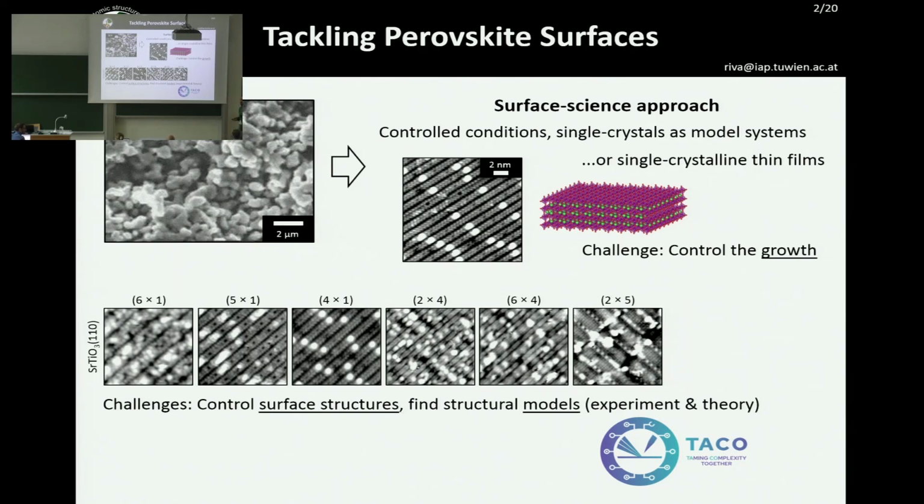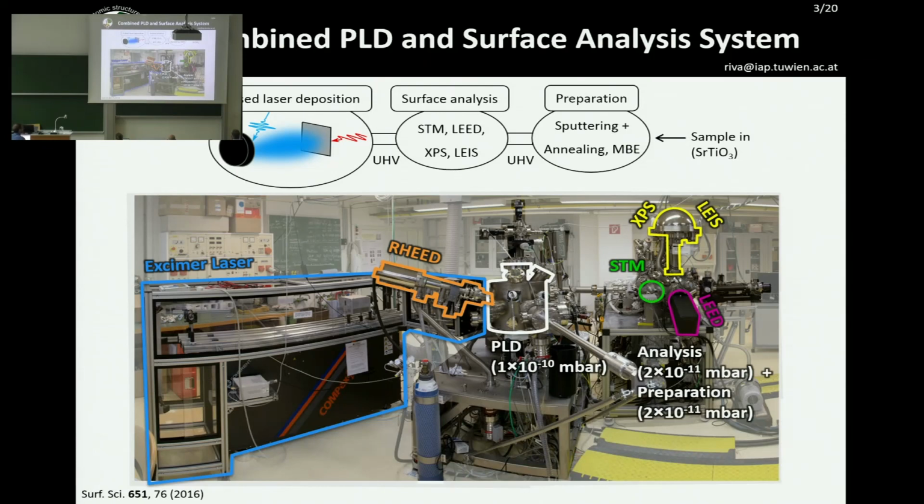I don't have time to go through all of what we do in all of these aspects, but I will stick to the first step today, that is about how we grow our samples and how we get these single crystalline films. All the experiments that you will see in a minute have been performed in this UHV machine, where you see here in front the growth chamber.